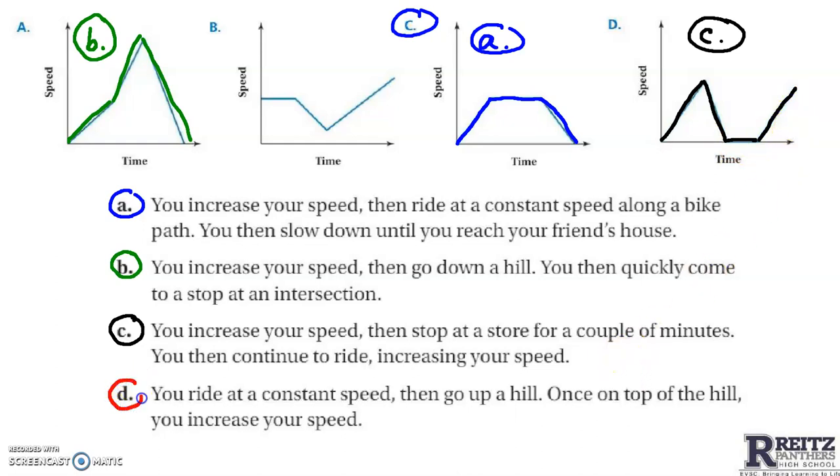Alright, lowercase d says you ride at a constant speed, then go up a hill. Once on top of the hill, you increase your speed. That's B. Let's see if we can figure out why. You ride at a constant speed. For the first part of the story, your speed isn't changing. When you go up a hill, your speed becomes less. It's harder to go uphill. Gravity's fighting against you. Once on top of the hill right here, you increase your speed. Downhill is easier. And there's the match.